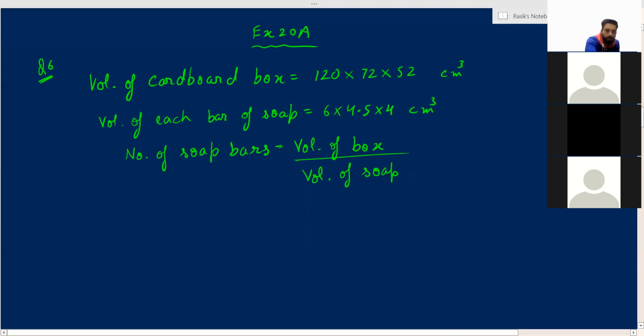Okay. Getting the concept, everyone? Yes, sir. So 120 into 72 into 54, the last one is 54. 120 into 72 into 54. Centimeters. Right.